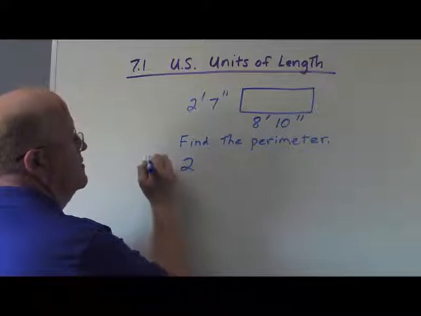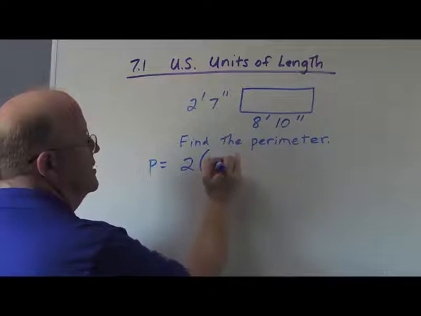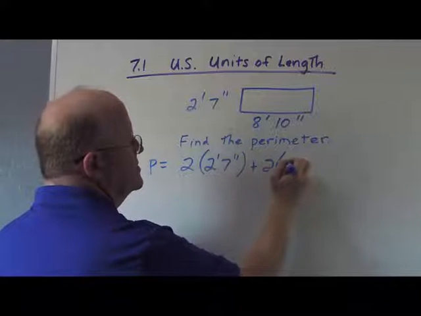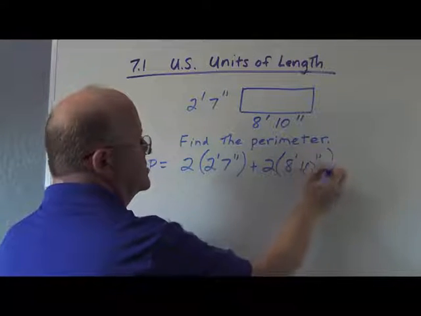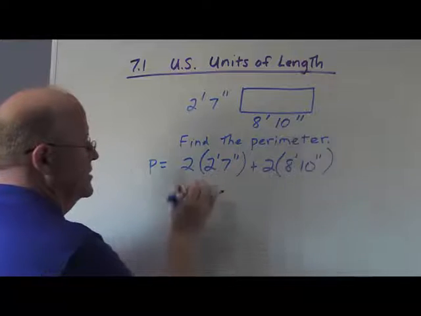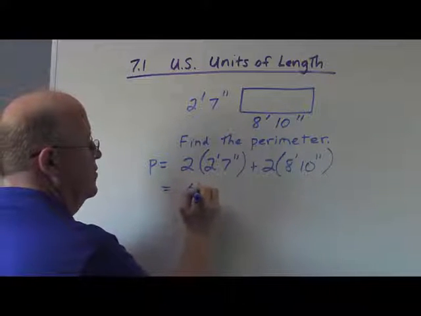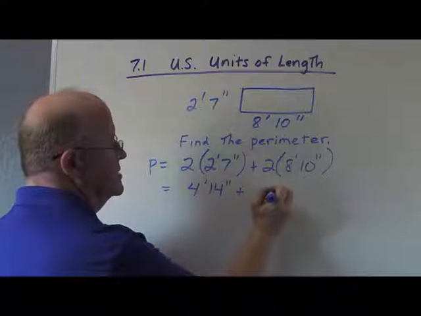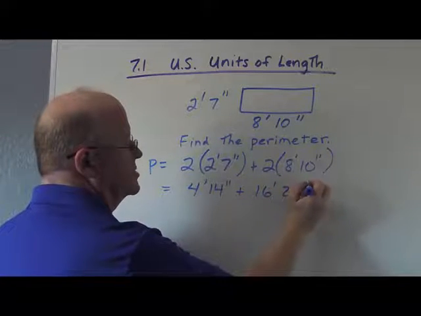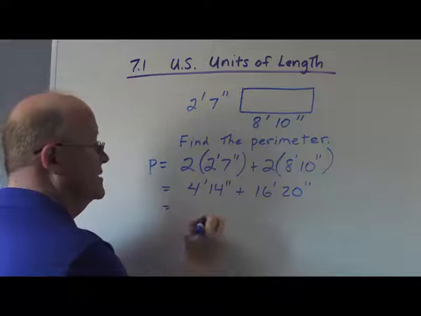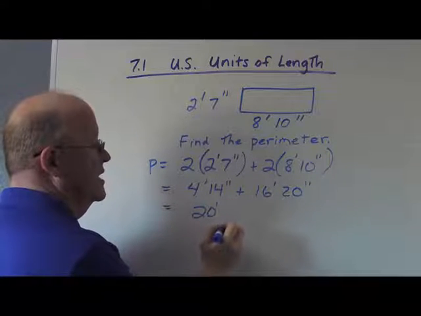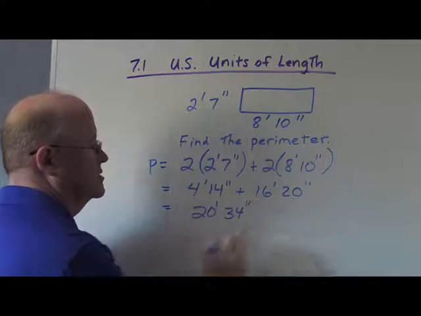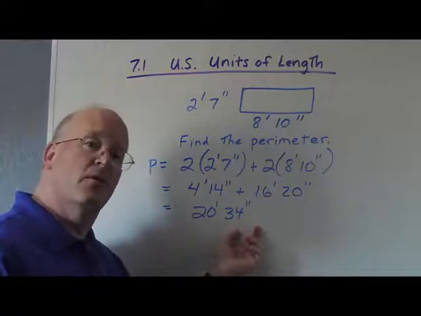I'm going to write that the perimeter is equal to 2 times this 2 feet 7 inches plus 2 times this 8 feet 10 inches. Well, what does this mean? This is really going to mean I'm going to have 4 feet 14 inches plus 16 feet 20 inches. And when we combine the feet together, I have 20 feet, and then when we combine the inches together, we would have 34 inches. But we can't have this 34 inches here.